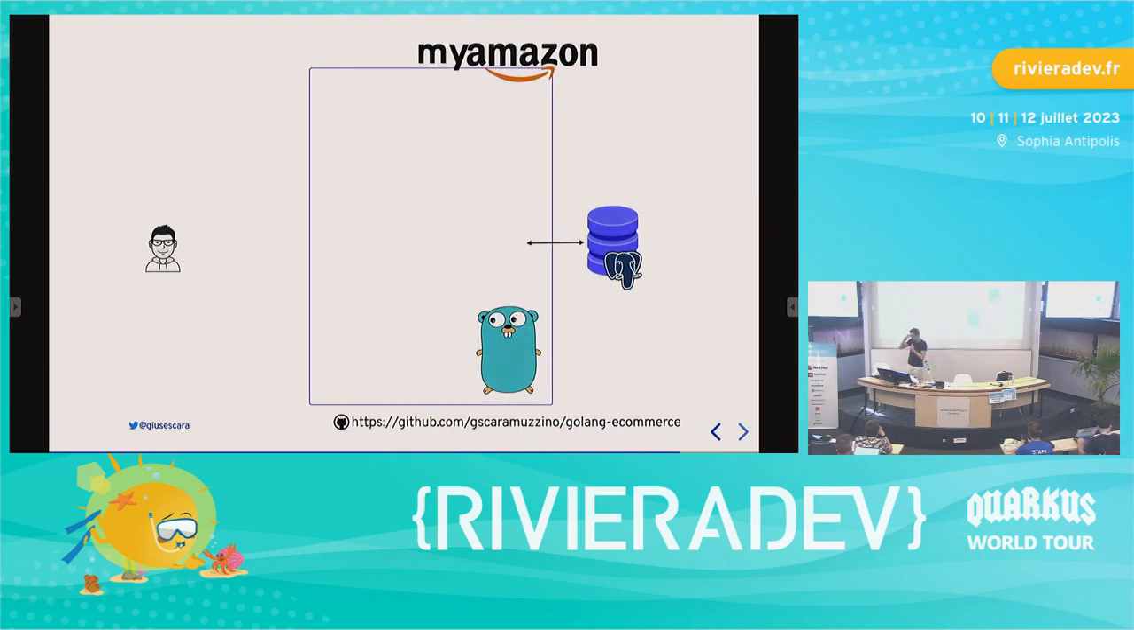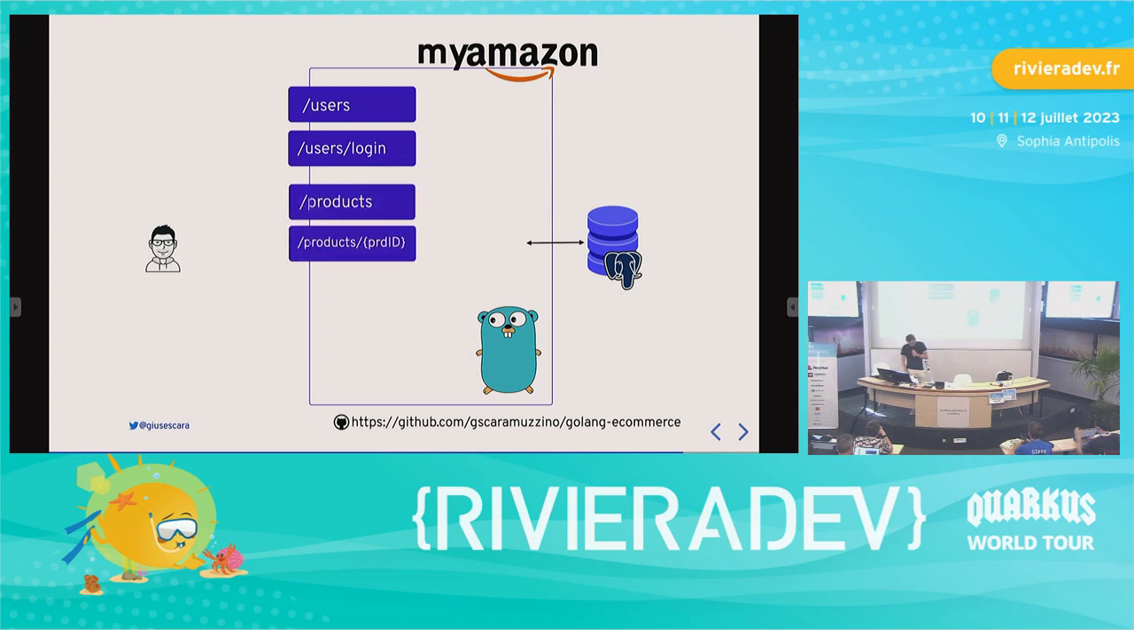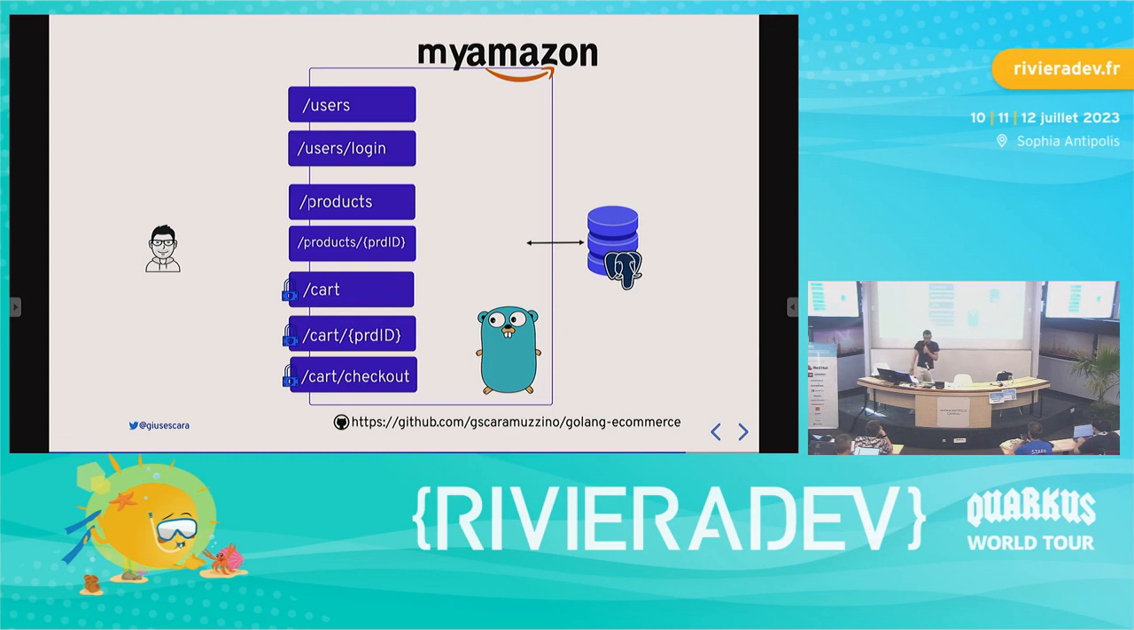For this talk, I decided to create a really simple application. I decided to use Go and one database, Postgres. You can find the source in my GitHub repository inside the slide. This application exposes different endpoints for the user to register or log in, to browse all the products or the detail of a product, put a product in the cart, or do the checkout. So the user can interact with my application, and some endpoints are protected.